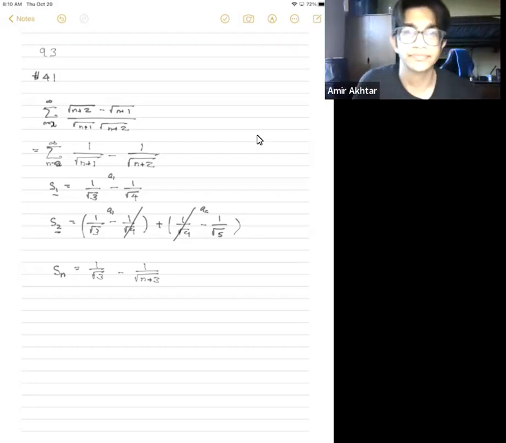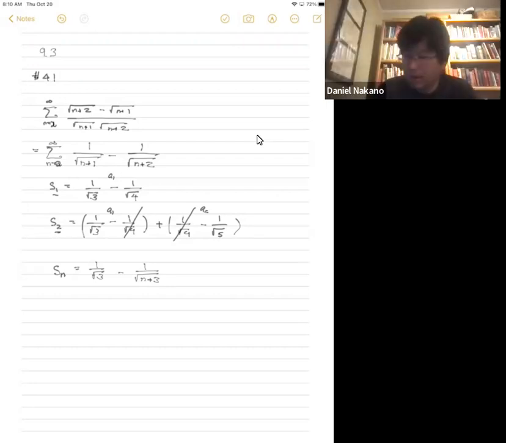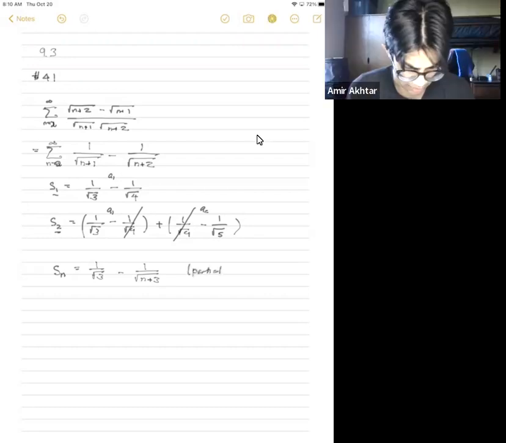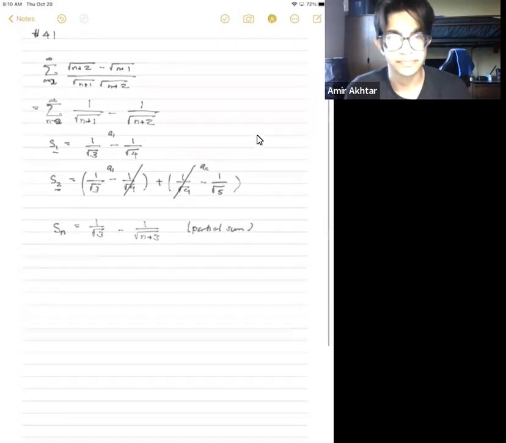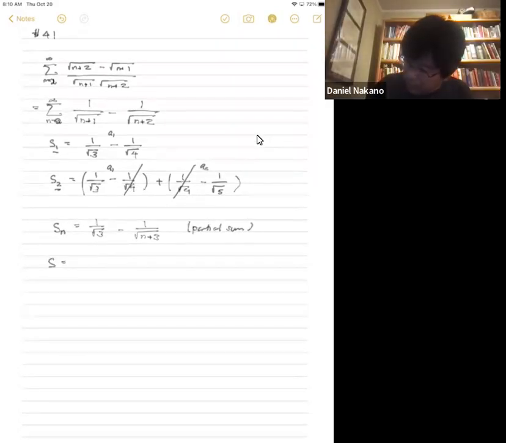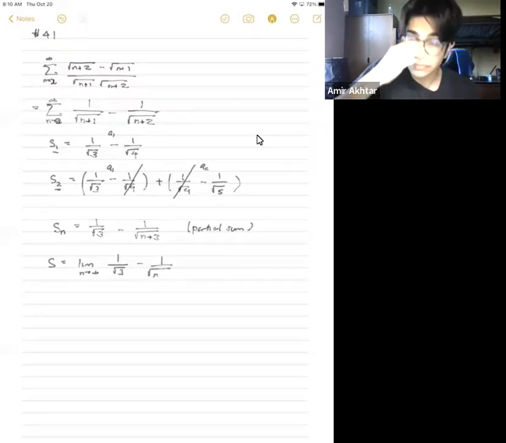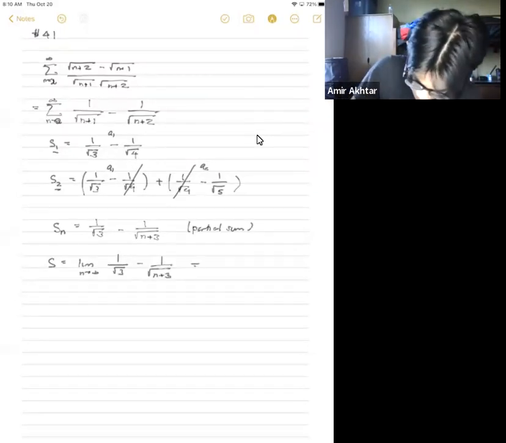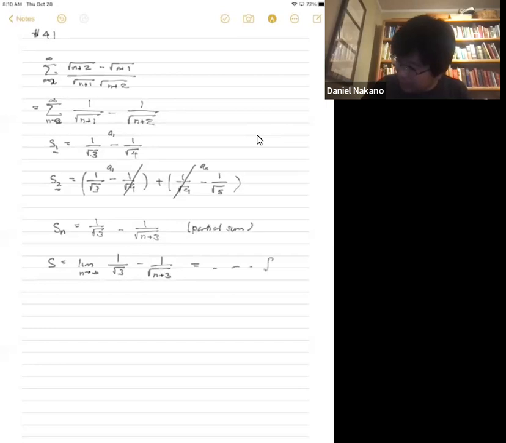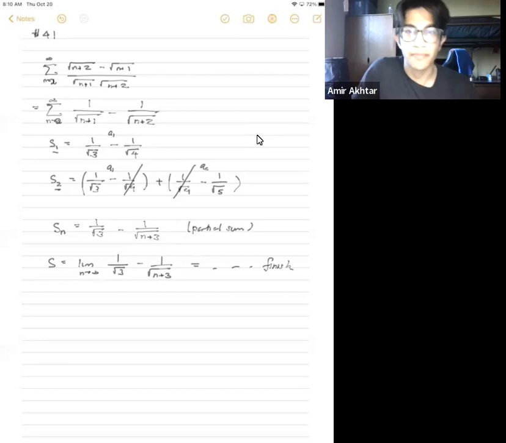Great. So here's the partial sum. And you take the limit of that, right? So then S is going to be, of course, the limit as n tends to infinity of this partial sum. I'll let you finish the problem off.